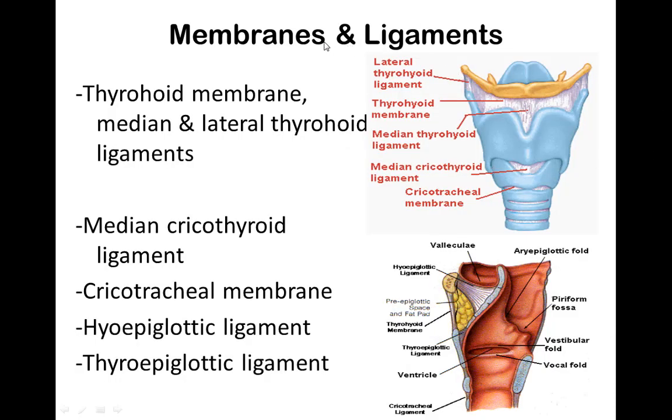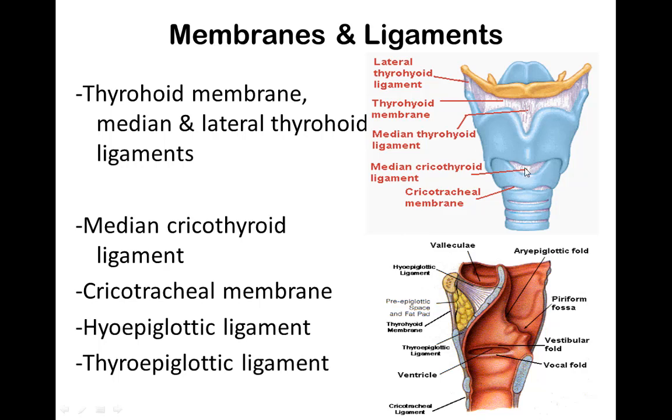So we have membranes and ligaments. The first membrane we can see here is the thyrohyoid membrane. This is the hyoid bone and this is the thyroid cartilage. The membrane between is the thyrohyoid membrane. In the midline here we have a thickening of this membrane, which is the median thyrohyoid ligament, and here we have the lateral thyrohyoid ligament.